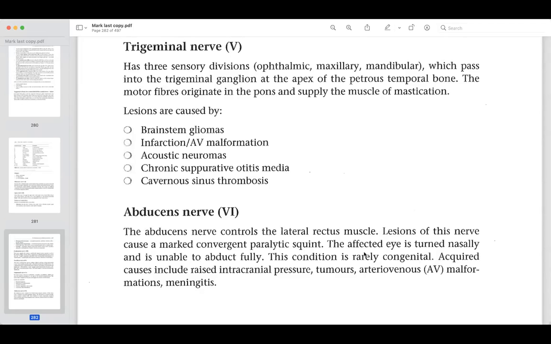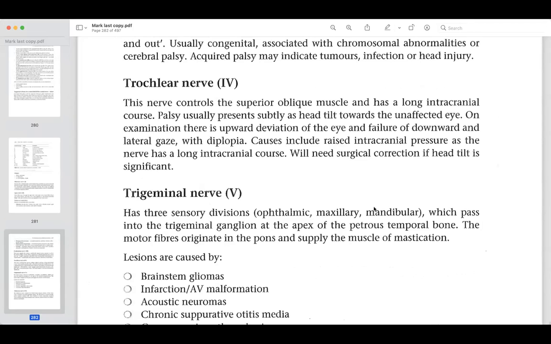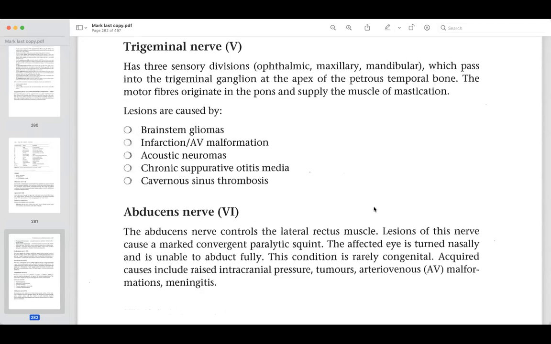This condition is rarely congenital, so commonly you will not see it. Congenital palsy is seen more commonly with the third nerve. We read it here, I think, with cerebral palsy and chromosomal anomalies. The abducent is not commonly congenital.